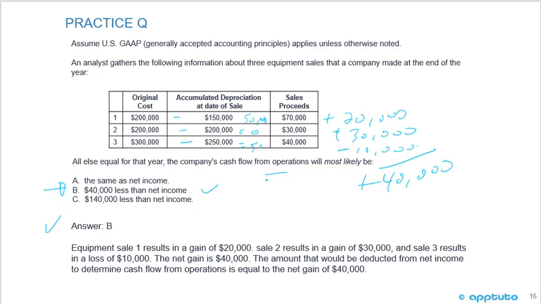Because the cash flow from operations, that was a gain, okay? That was a gain. And what do we have to do? We have to subtract our gains and add our losses, okay?